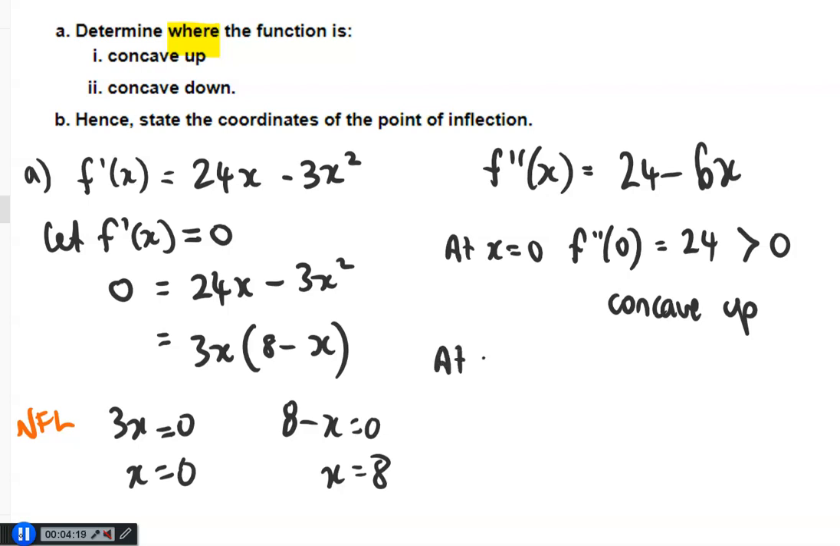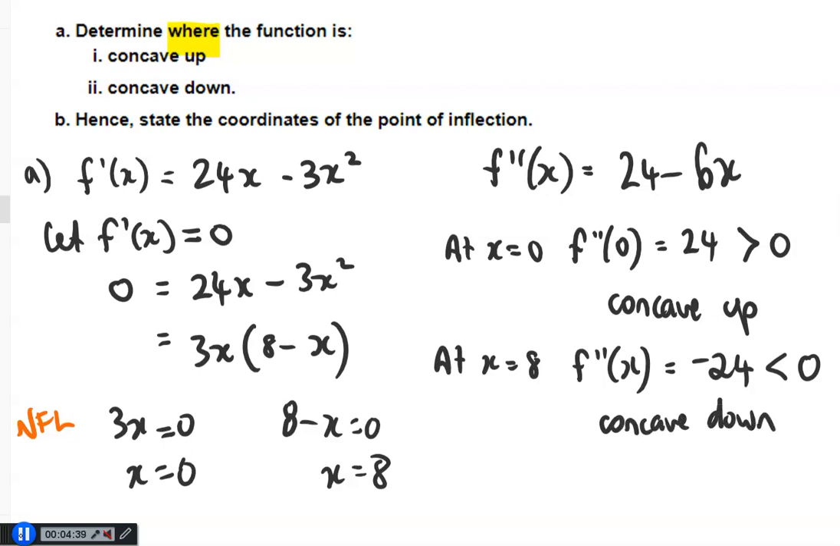So we substitute the value in, got that. So what about at x equals 8? The second derivative is 24 minus 48, sorry, so it's going to be minus 24. Which is quite obviously less than 0, which means we are concave down. Okay? So the function is concave up at x equals 0 and concave down at x equals 8. Is that okay? That's all you have to do.